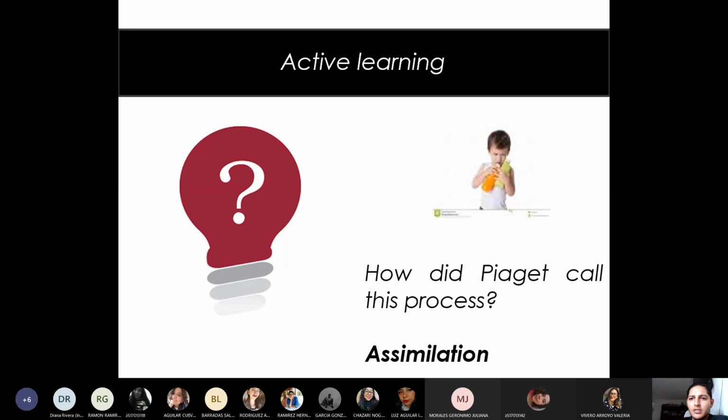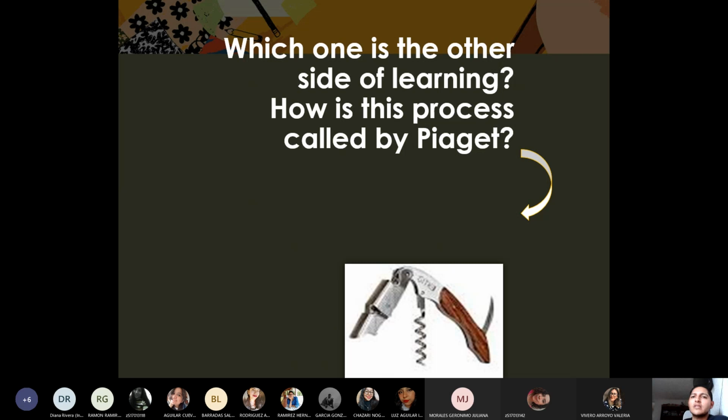We're gonna check the concepts of Piaget. How did Piaget call this process of discovery and facing new knowledge, new situations, conditions related to the environment and the atmosphere around? Assimilation, right? And the other side of learning was called accommodation. You gave a couple of examples there.